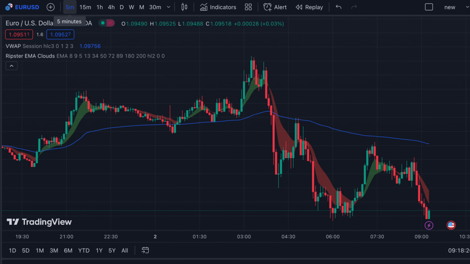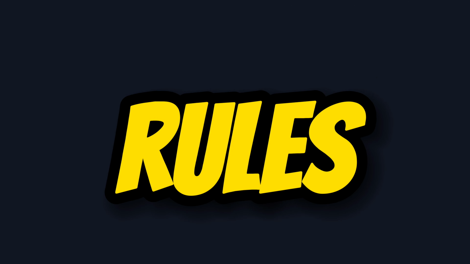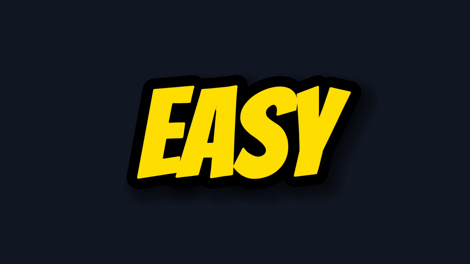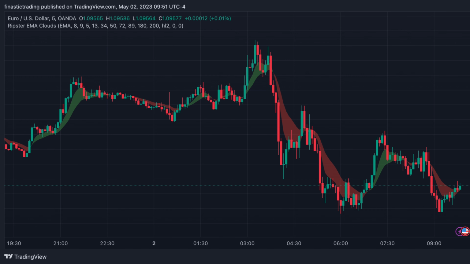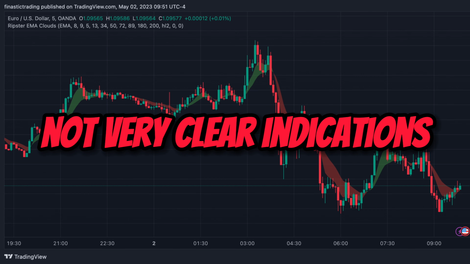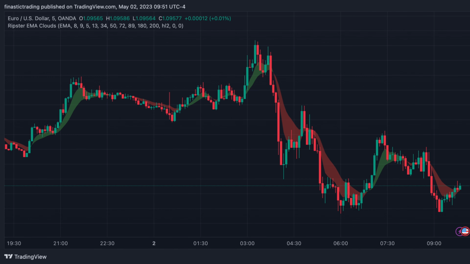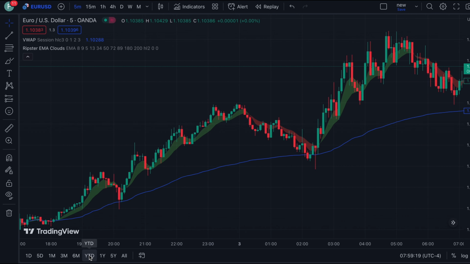Now that you have applied the indicators, it's time to trade. But remember what I had said earlier, this is a scalping strategy. So we will use this only in the 5 minutes time frame. The rules are very simple and easy to follow. The green and red cloud you see gives buy and sell signals, but these are not very reliable to use. So to get better results we have used VWAP also.